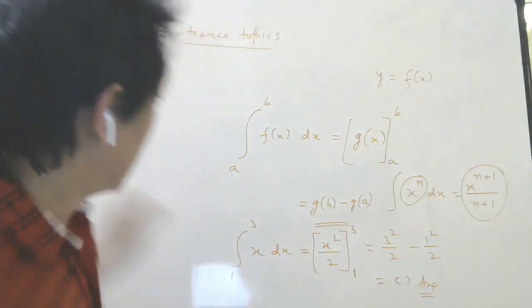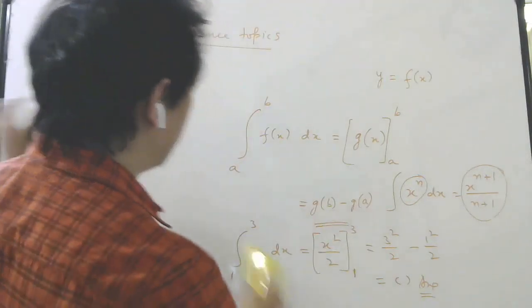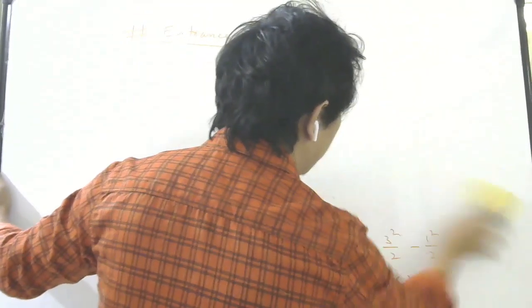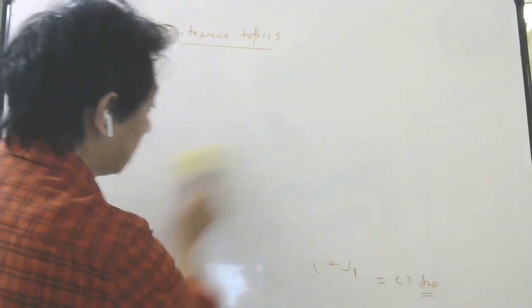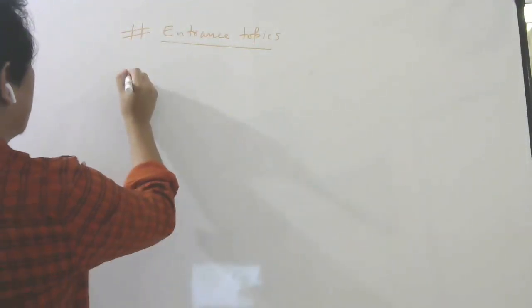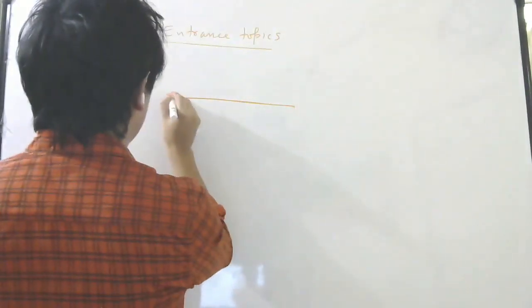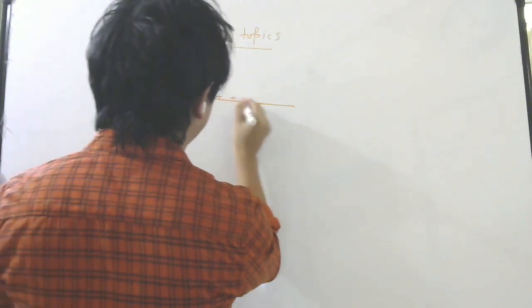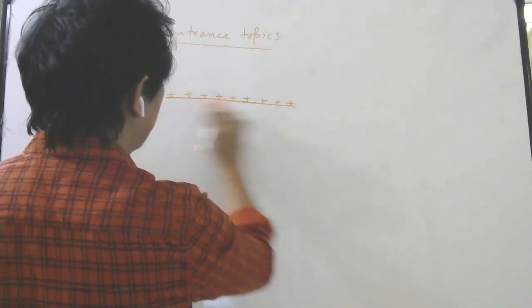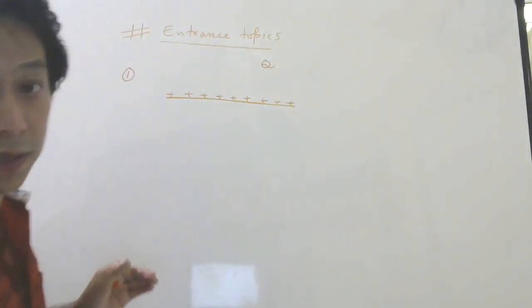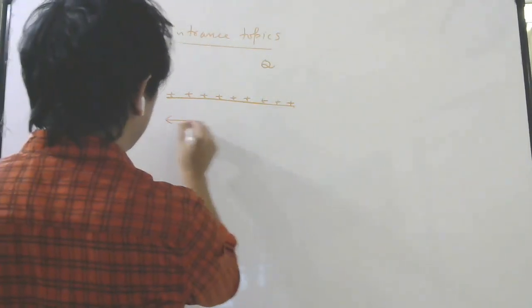But this much you should know in order to continue the topic of electric charge and field, especially for entrance topics. So let us start with the first topic. So the first topic is, I will give you a line charge. So the charge is put in a line. What are the things I should give you? I should give you the total charge here. Total charge is capital Q. And the total length. Total length is capital L.